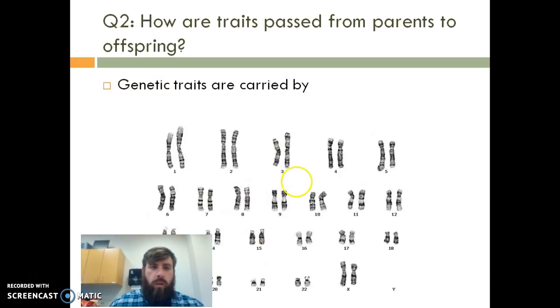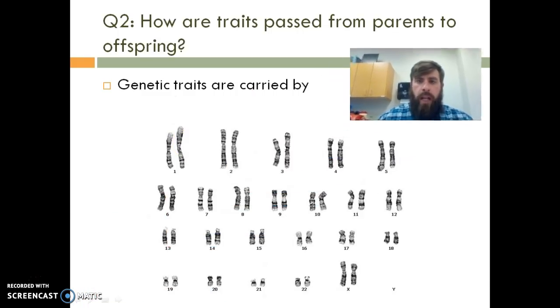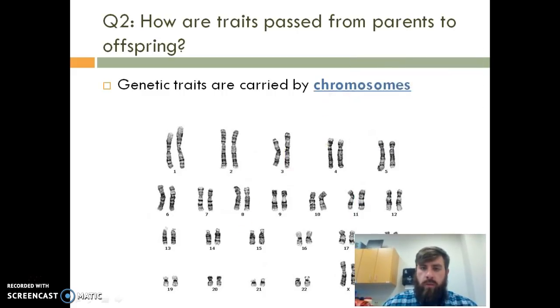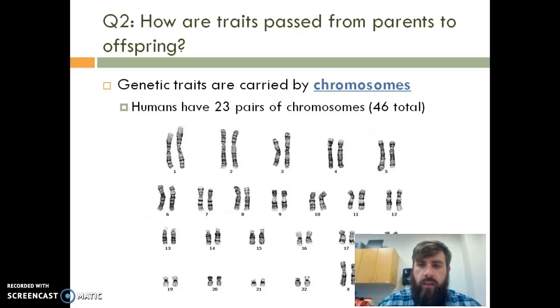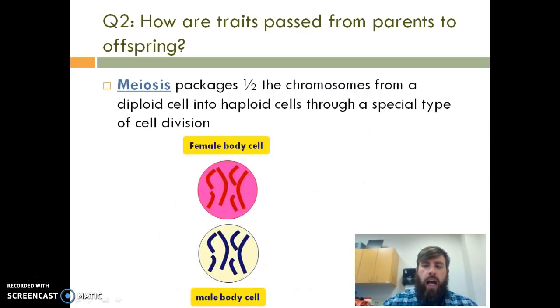This is just a quick review. On your note sheet, we have question 2: how are traits passed from parents to offspring? We know that we had this karyotype. Remember that this must be a human female, because it has 2 X chromosomes, and the rest of these are the autosomal chromosomes that give us the traits that make us who we are. Obviously genetic traits are carried by those chromosomes. Humans have 23 pairs, 46 total. That's all review. Anytime during this video, if you want to pause and fill in your notes, you can use the digital PowerPoint, or you can use this video.